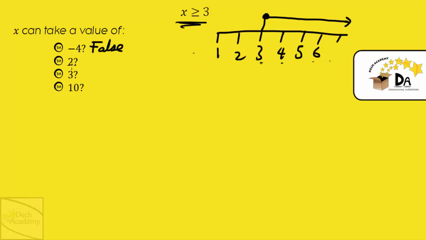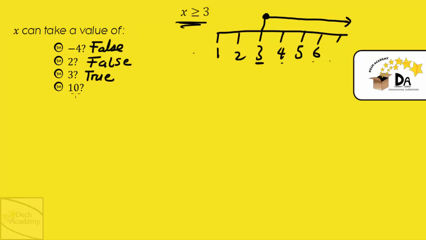X can take a value of 2. False, because 2 is less than 3. 2 is not greater than or equal to 3. X can take a value of 3. Is 3 greater than or equal to 3? Yes. Given this inequality, x can be 3 or greater. So, x can take a value of 3.